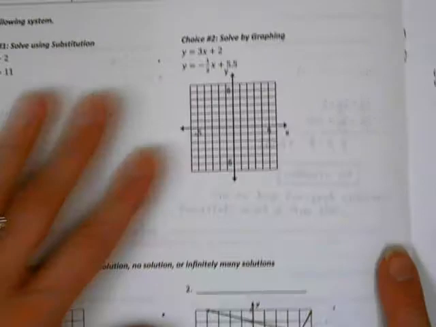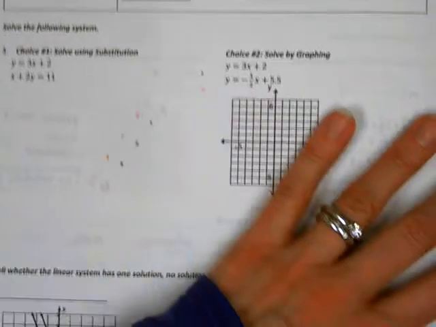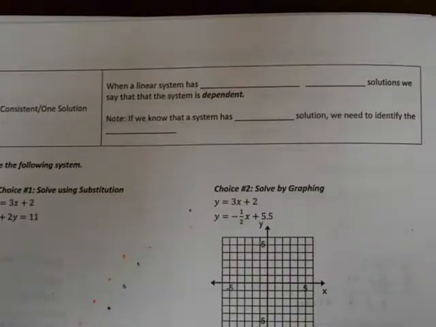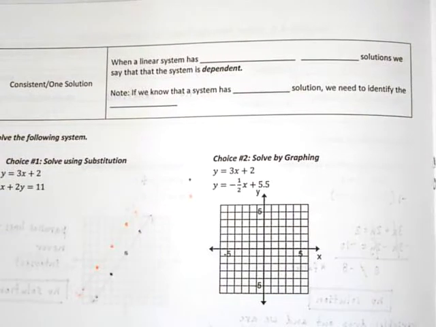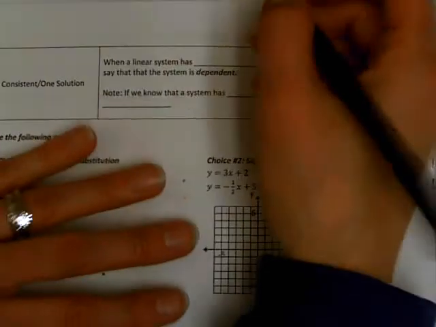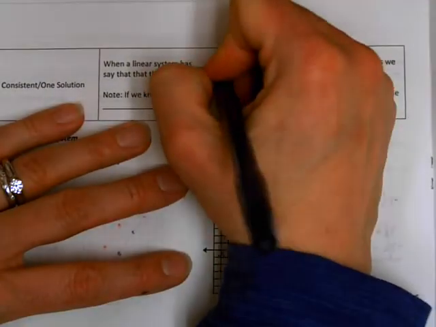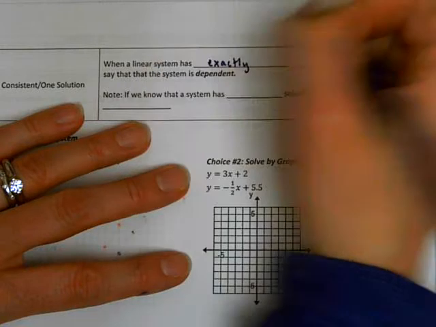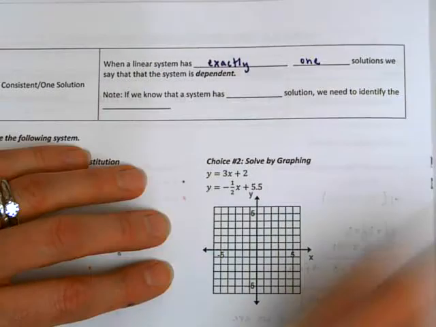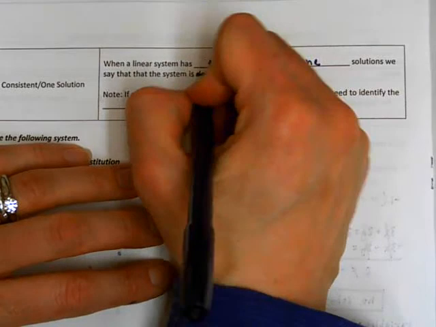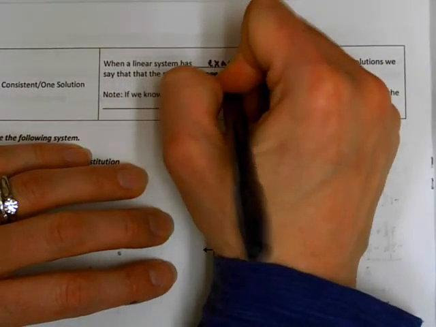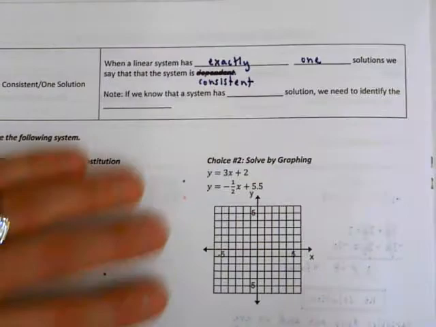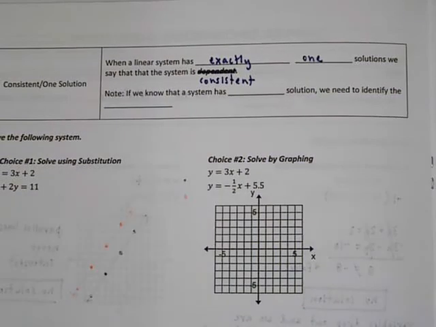All right, let's keep going. Now, the last type we have is what we call consistent systems. And this is really what we've seen so far. When a linear system has exactly one solution, we say that the system is, it's not dependent, let's cross that off. We say it's consistent. And again, that's what we've been working with so far, when it has one solution.